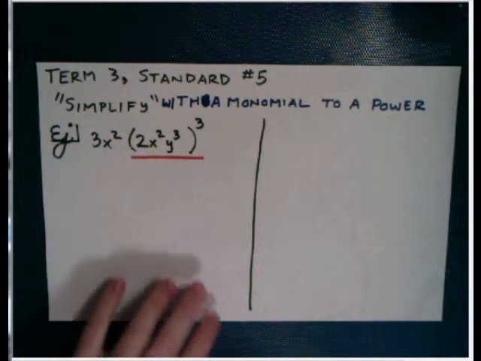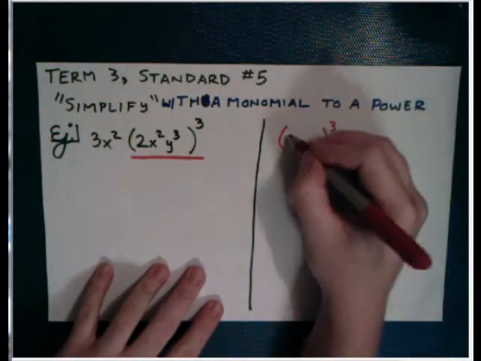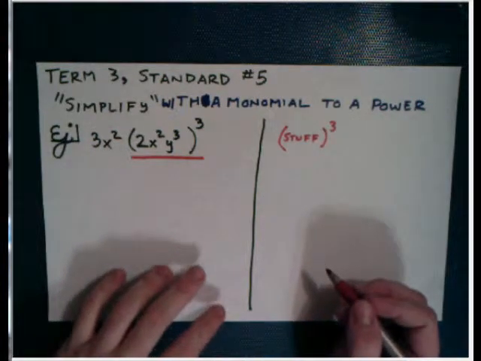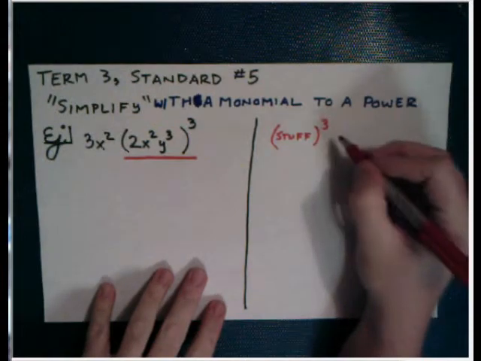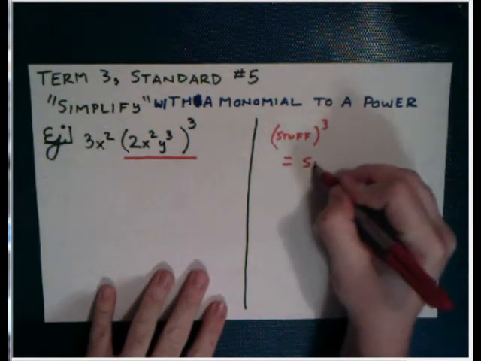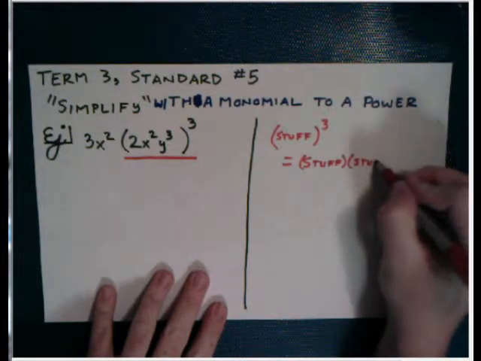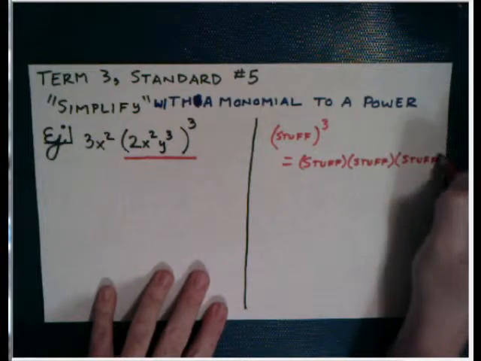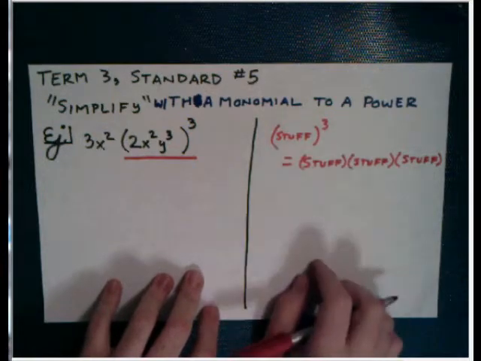So the way I'm going to think about this is to think about what it means to have something to the third power. You know I like stuff, so what does stuff to the third power mean? Well, exponents really just mean you're multiplying something over and over again. So stuff to the third power is going to be equal to stuff times stuff times stuff. So really, these two things mean exactly the same thing. One's just a really short way of writing it.